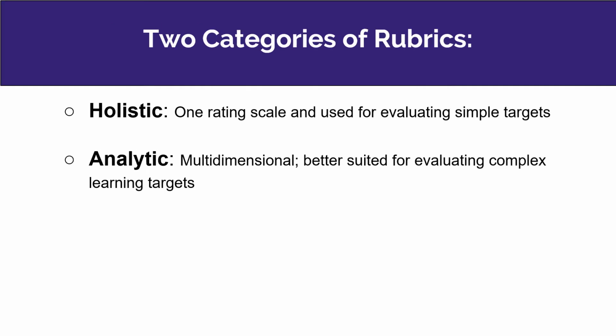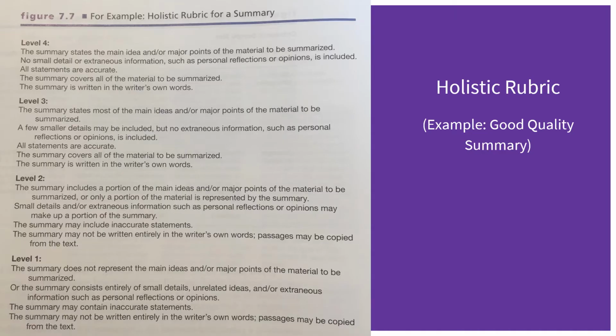There are 2 different categories of rubrics. We have holistic rubrics and analytic rubrics. Holistic rubrics only have one rating scale, and they are used for evaluating simple learning targets. Analytic rubrics are multidimensional and are better suited for evaluating complex learning targets. Here is an example of a holistic rubric taken from Stiggins' book that is evaluating a summary. See how it has 4 levels of quality and then descriptions of each level.